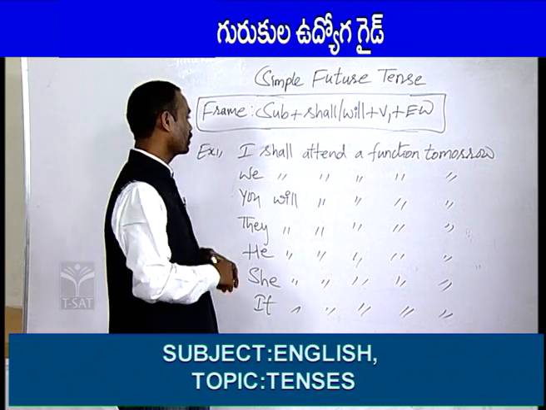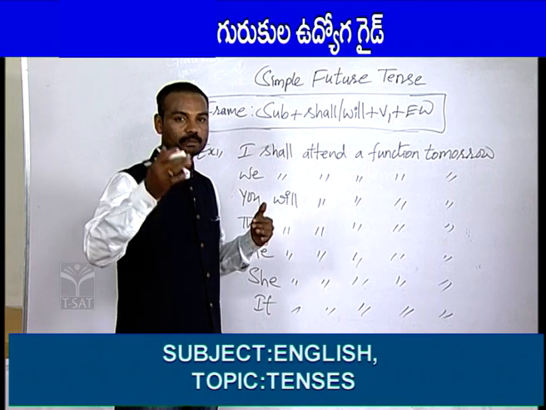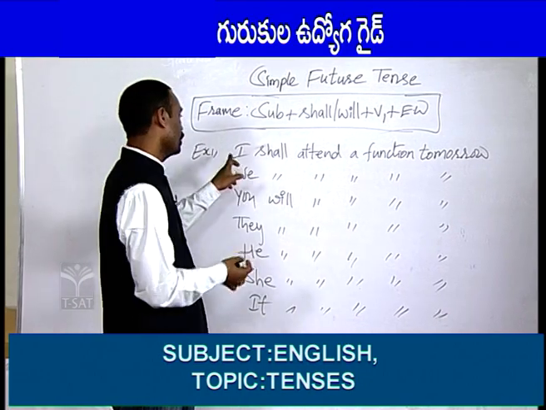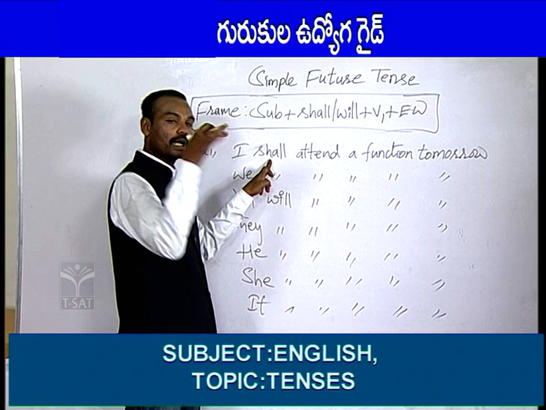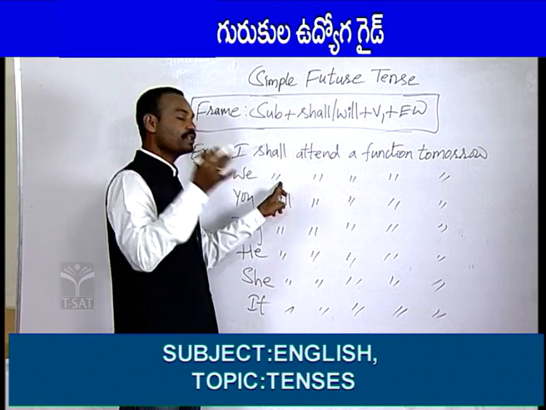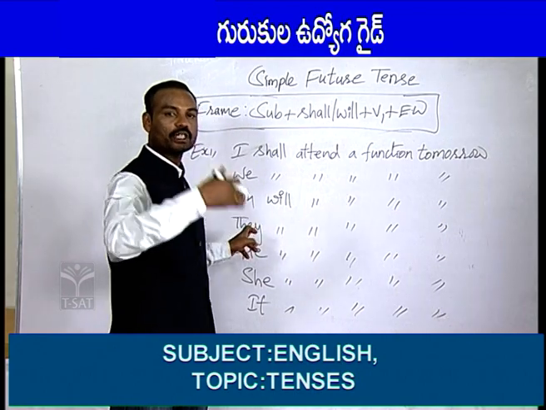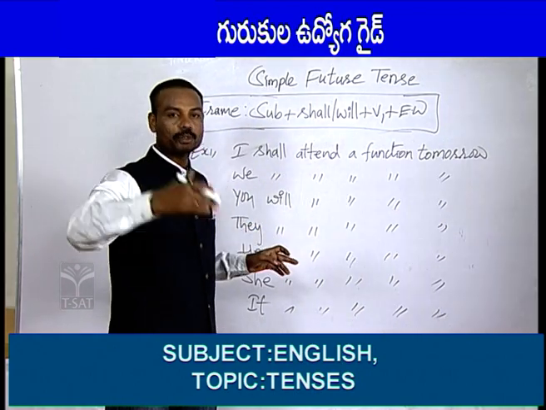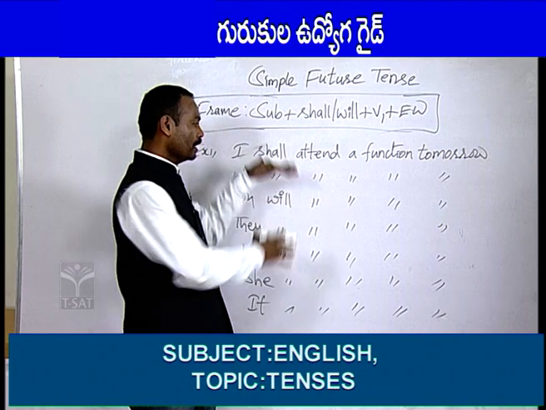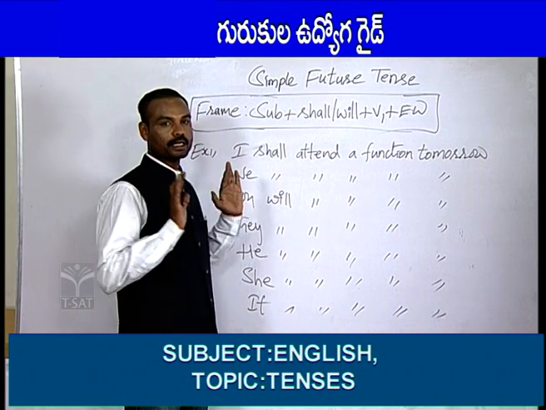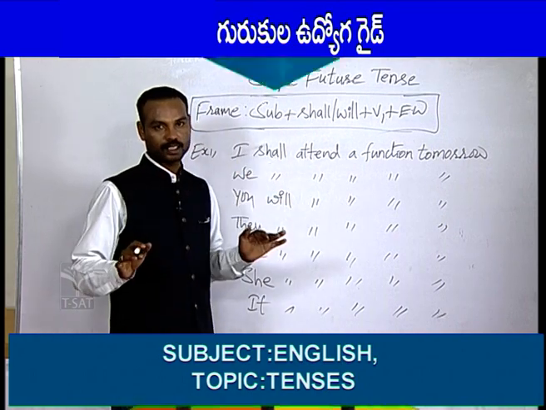Let's take example number 2. I will play football tomorrow, or I shall play football tomorrow. We can say I shall play football tomorrow, or I will play football tomorrow. We shall play football tomorrow, or we will play football tomorrow. Next, you will play football tomorrow, they will play football tomorrow, he will play football tomorrow, she will play football tomorrow, like that. Friends, this is the process of writing sentences in simple future tense.